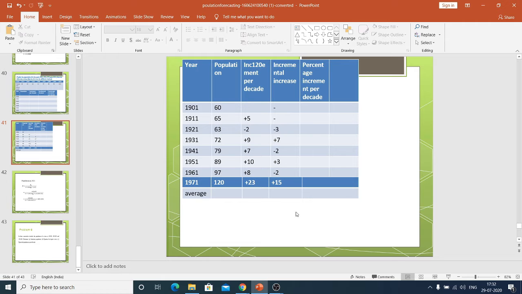Next, percentage increment per decade. How do you find out the percentage increment per decade? For the first year we don't have any percentage. If you find out the percentage, how do you find it? This 5 divided by 60, from this portion, into 100. You have to find out the percentage.